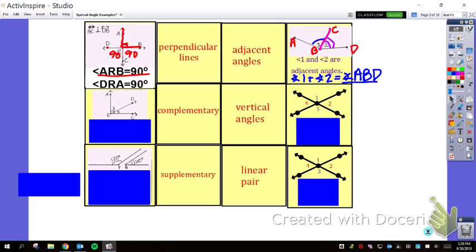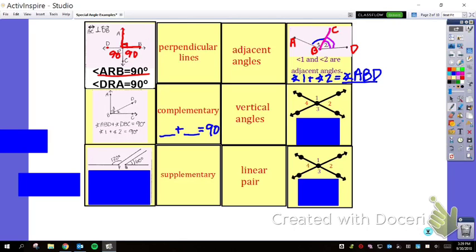Complementary and supplementary are very similar to each other. Complementary is any 2 angles that have a sum or add to 90. Now, these complementary angles don't have to be adjacent. It can be any 2 angles that add to 90 degrees. So, in the picture that you have, we have angle 1 plus angle 2 equals 90. Or we could have named those angles angle ABD plus angle DBC equals 90. So your equation stem here is angle plus angle equals 90.